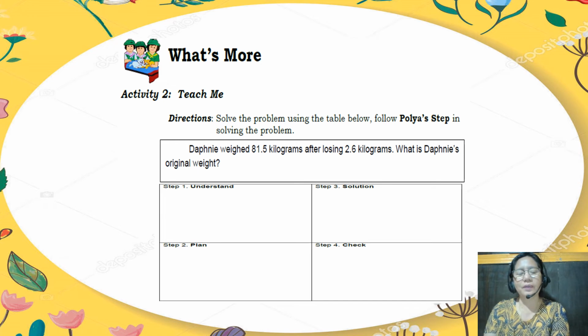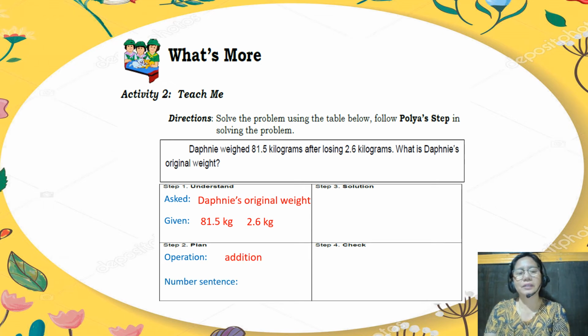Remember that in step 1, we will write here what is or are given in the problem and what is asked in the problem. So the problem asked for the original weight of Daphne, given 81.5 kilograms and 2.6 kilograms. In step 2, we are going to write here the operation or operations used in the problem and the number sentence. So the operation is addition. And the number sentence is 81.5 plus 2.6 is equal to n.